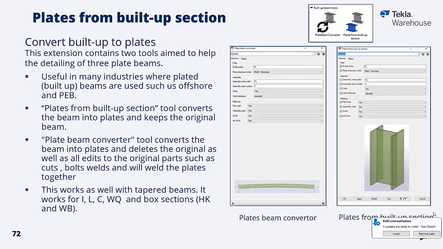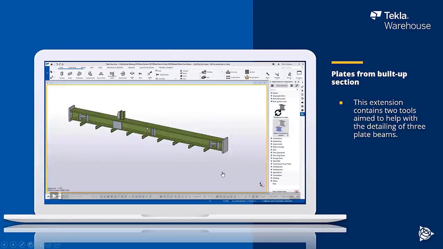So let's say, for example, you could detail a beam using a UB section. You could do all the cuts, all the welds, put all the fittings. Then using this tool, you can click on that and convert it into a built-up beam. It works with tapered sections. It works for I sections, beam sections, L sections, angles, C sections. In fact, any structural section this tool will work with. So let's take a look at these new tools. Plates from Built-Up Section contains 2 tools, so we'll look at both of those tools independently.